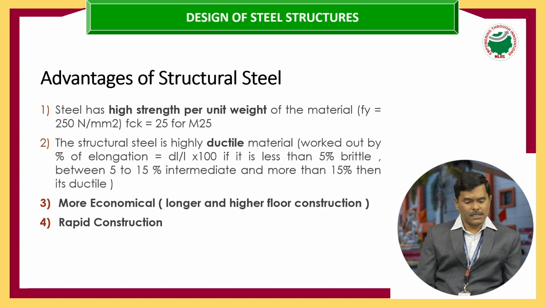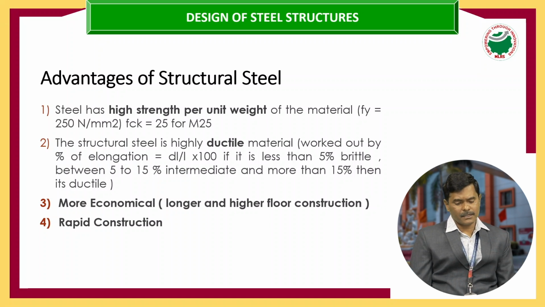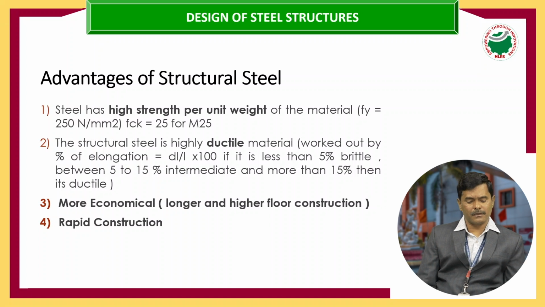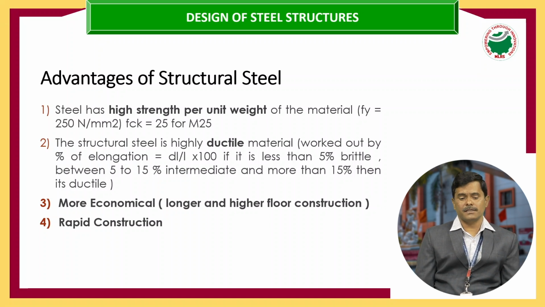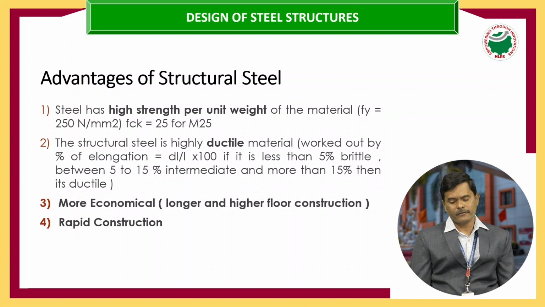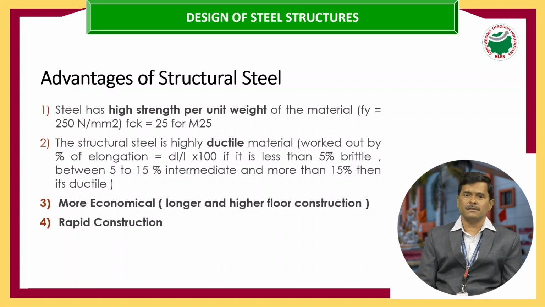Next, structural steel is highly ductile in nature. The ductility can be measured by determination of elongation, that is change in length by original length multiplied by 100. So when the elongation is less than 5% for the material, it is considered as brittle. When the elongation of the material is between 5 to 15%, it is considered as intermediate. When the elongation is found to be more than 15%, then the material is called a ductile material.